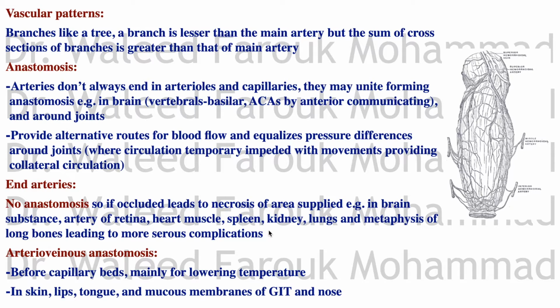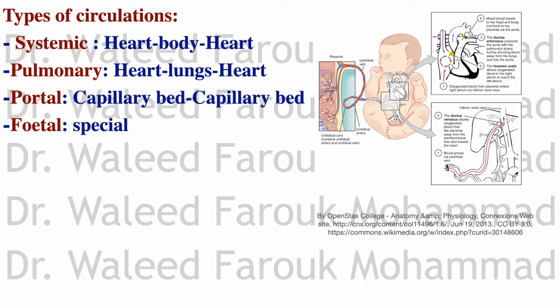Also, another type of anastomosis is between the artery and veins, called arteriovenous anastomosis. It occurs before capillary beds, mainly for lowering temperature. This takes place in the skin, lips, tongue, and mucous membranes of the GIT and nose.